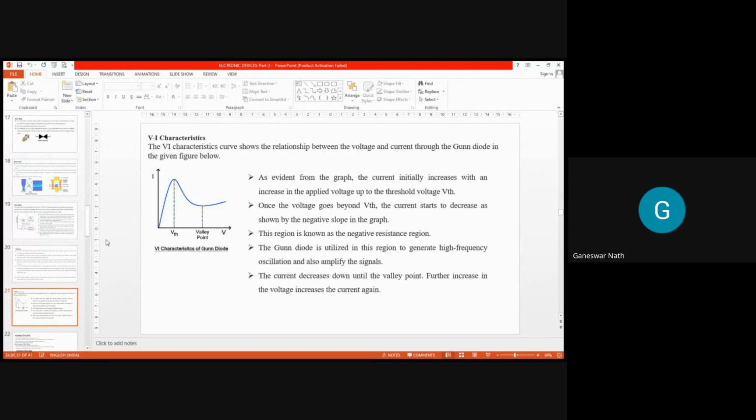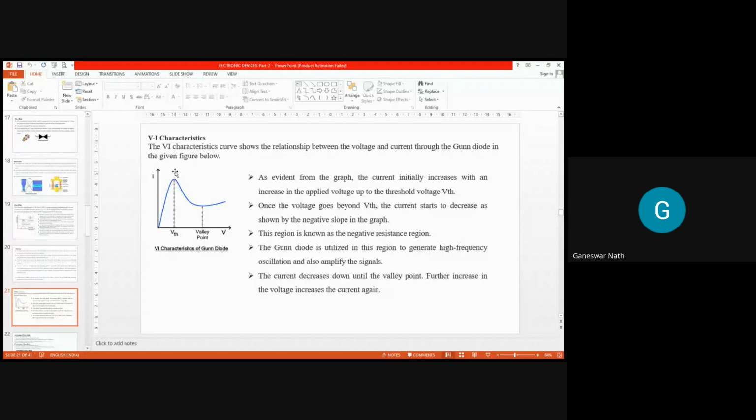As you can see, it is evident from this graph that the current initially increases with the increase of voltage up to the threshold voltage. Once the voltage goes beyond the threshold voltage, the current starts to decrease, as shown by the negative slope here. This region is known as the negative resistance region. The Gunn diode is utilized in this region to generate high frequency oscillation and also to amplify the signal. So this negative resistance region has significance.